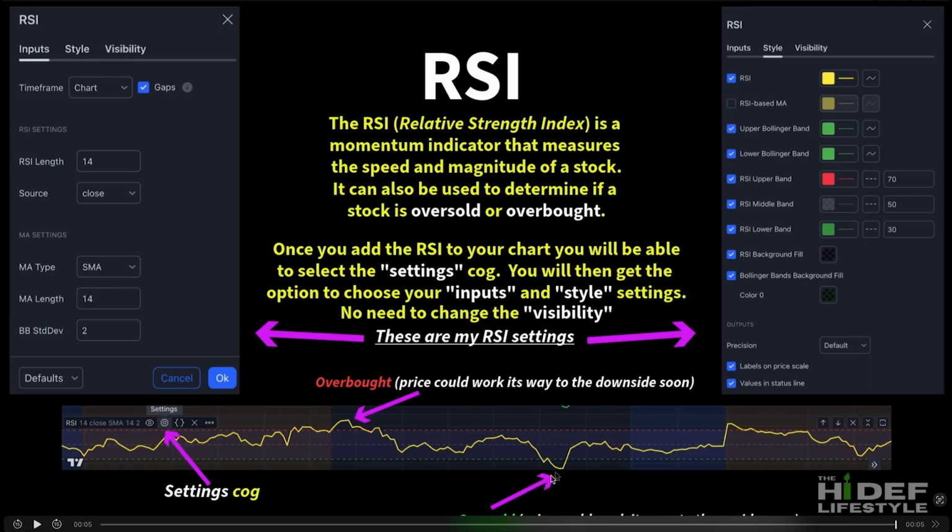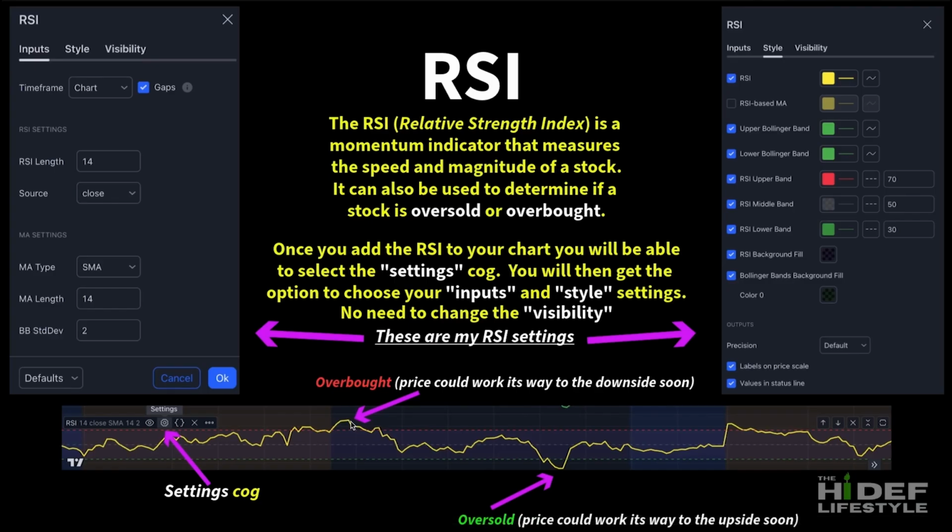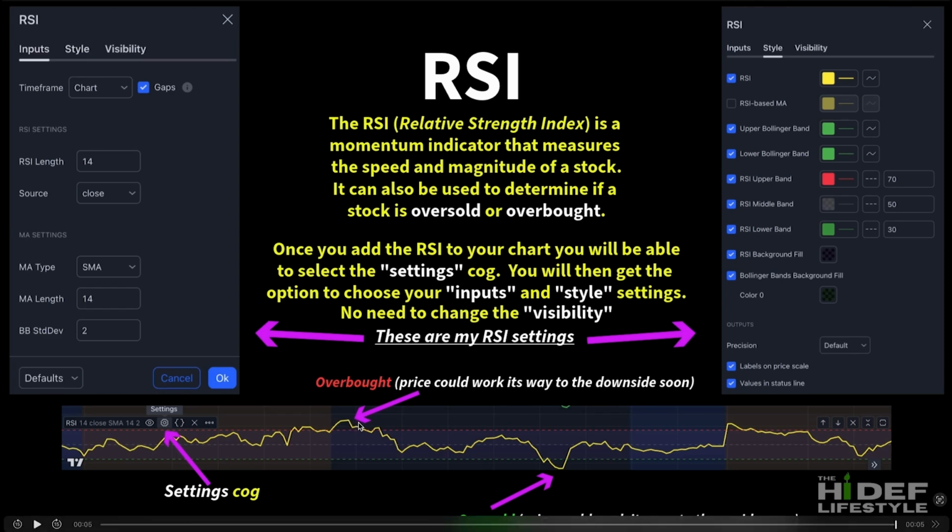Down here, this arrow, you see it's below this green dotted line. So it's below the main zone, so this is considered oversold. When you see this, you can look for price action to potentially go back to the upside. When things are overbought, you can assume that price action will start to go to the downside because it's overbought.